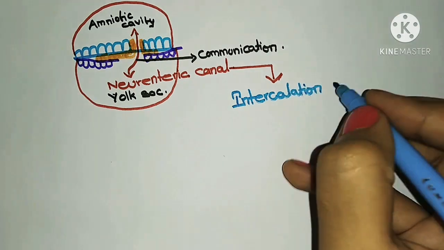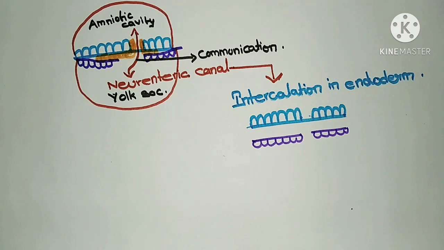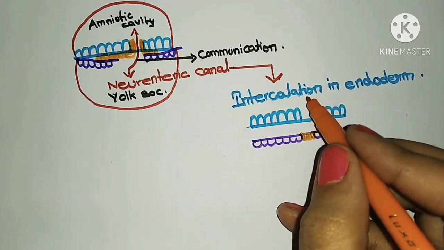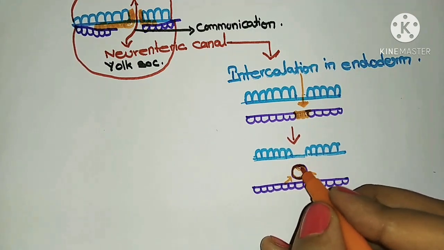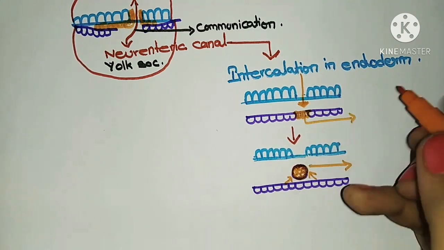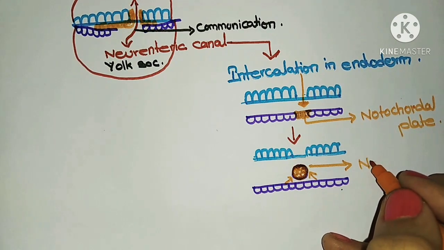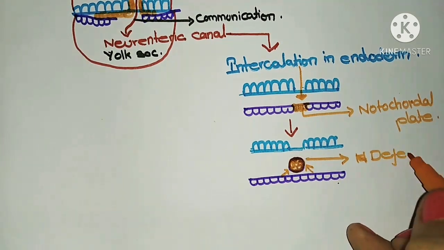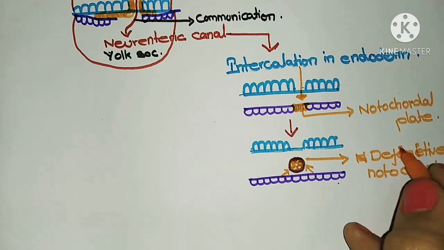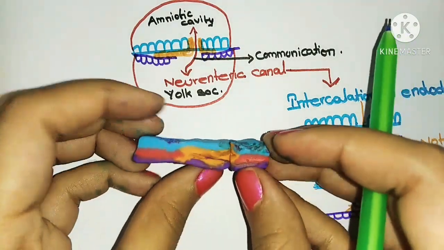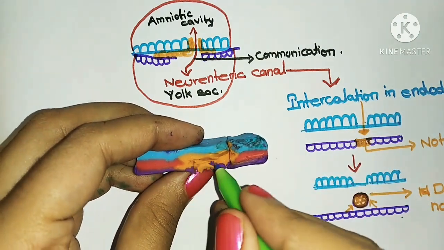Now the notochordal plate will be formed by intercalation of the notochordal cells with the endodermal cells. Now finally the definitive notochord will be formed by the notochordal plate infolding. Here you can see the neuroenteric canal formation in the sagittal section.